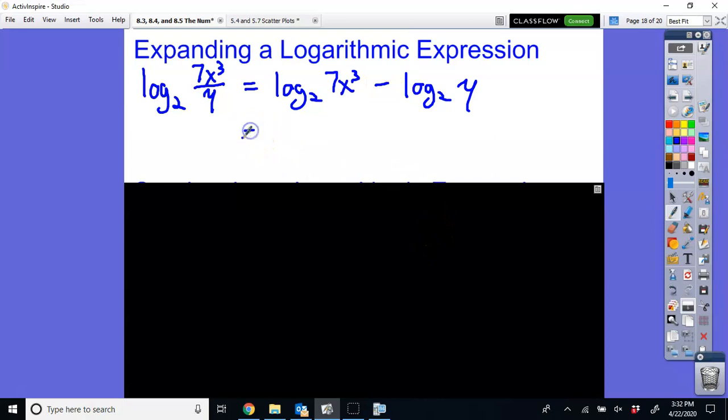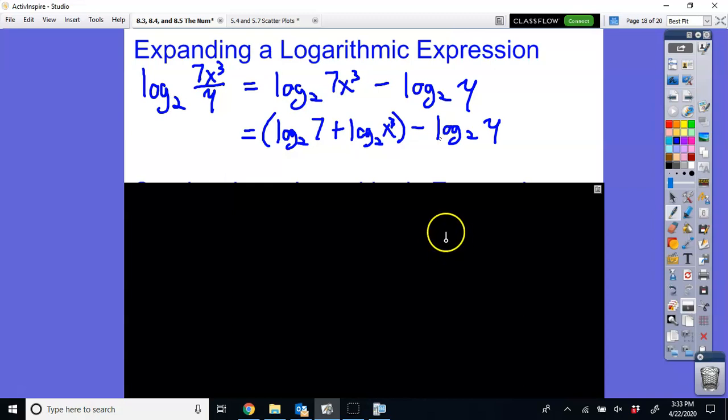Now notice the 7x cubed is still our other property, the product property. The 7 times the x cubed. So we're going to do a set of parentheses here. I'm doing a set of parentheses to know that those are both together on the top of the fraction. But then I do log base 2 of the first one, 7, plus log base 2 of the second one, x cubed. Why did I do plus this time and not minus? Well, that's because it is multiplying, or the product on the inside.